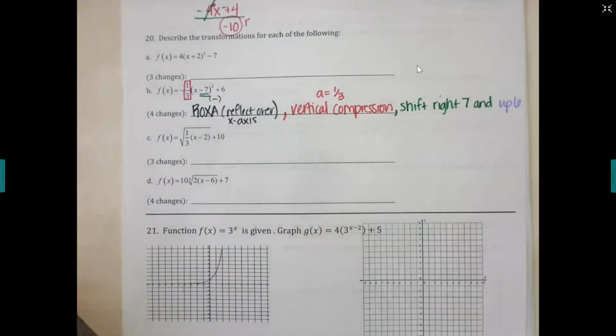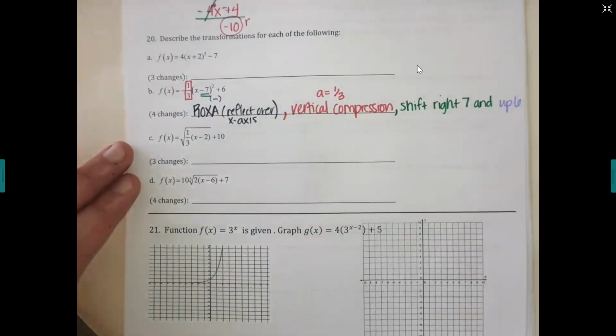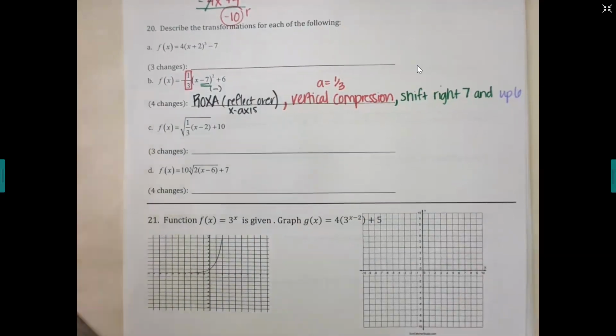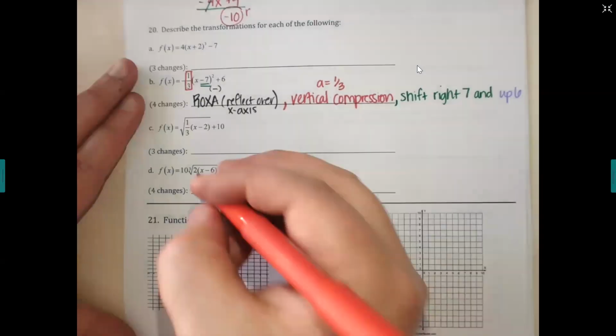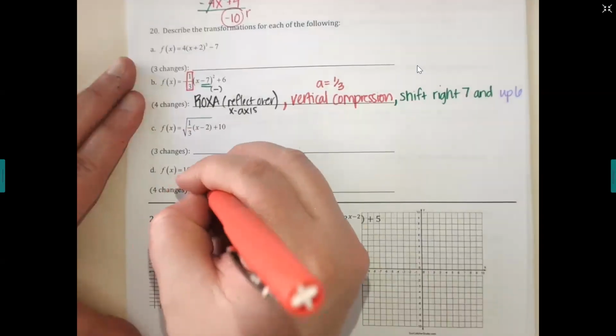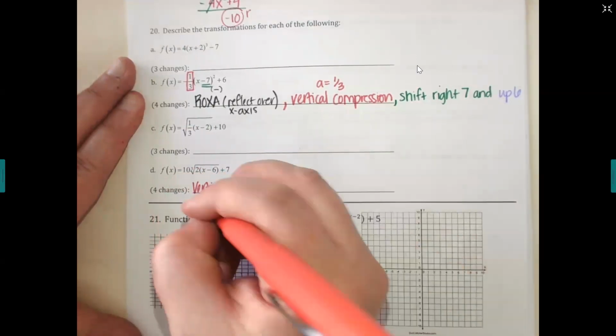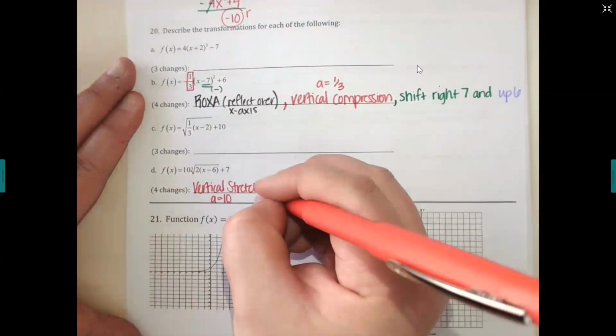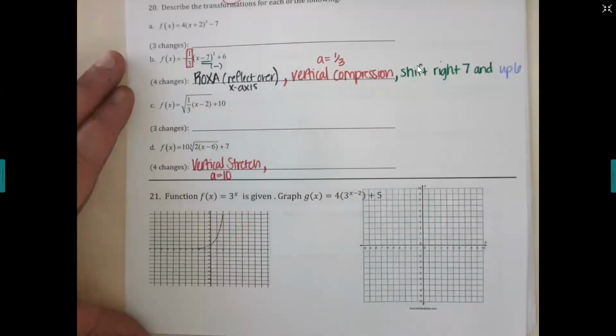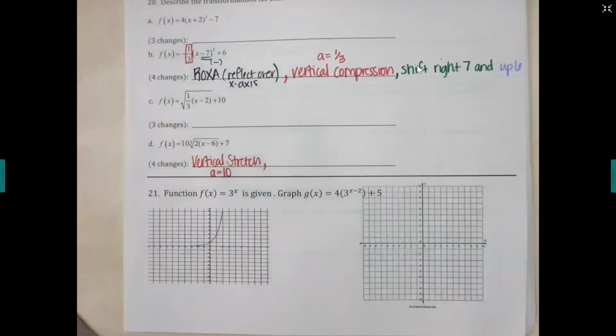Okay. Now, I want you to take a look for me, please, at letter C right below it. Or actually, never mind, let's do D. Okay, so first thing I notice is I have a 10 in the front. Will that be a stretch or compression? Okay, so I want you to put vertical stretch. And then I'm gonna put A equals 10. Okay, then, do you notice the 2 in the middle?